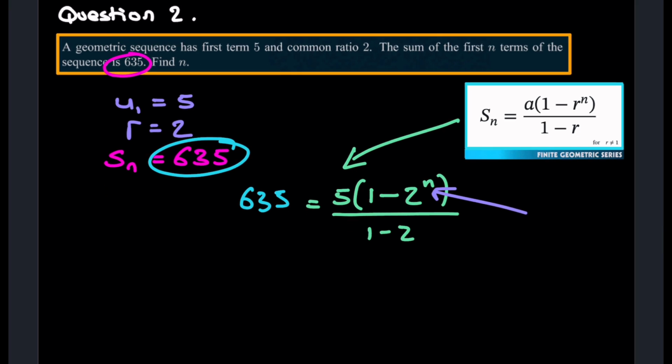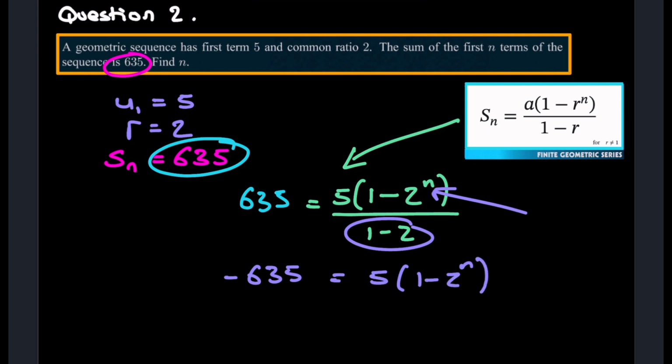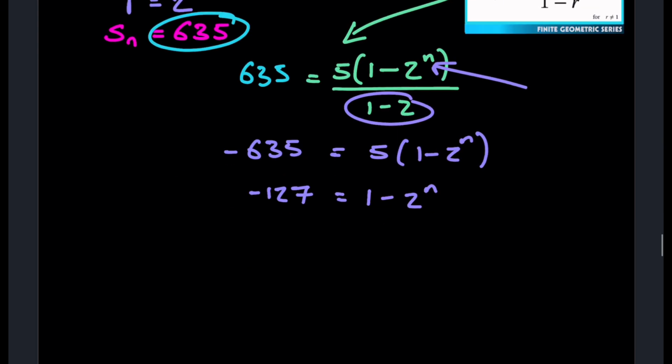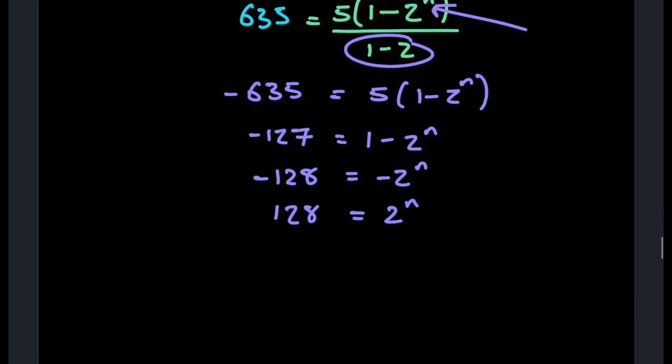So we've got, first of all, this is minus 1. And we can times both sides by minus 1. So we're going to get negative 635 is equal to 5, open brackets, 1 minus 2 to the n. And now we're going to divide by 5 on both sides, giving us negative 127 is equal to 1 minus 2 to the n. Going to subtract 1 from both sides, so negative 128 is negative 2 to the n, and we just times both sides by minus 1 again, so we get 128 is equal to 2 to the n.